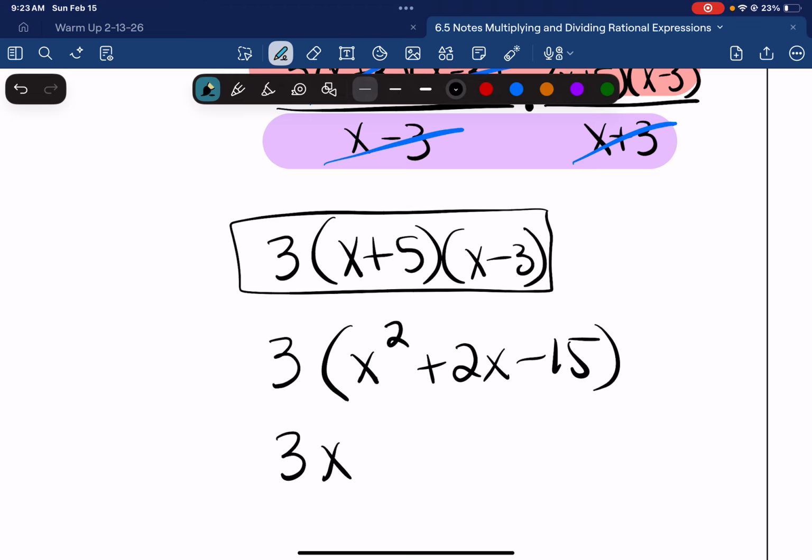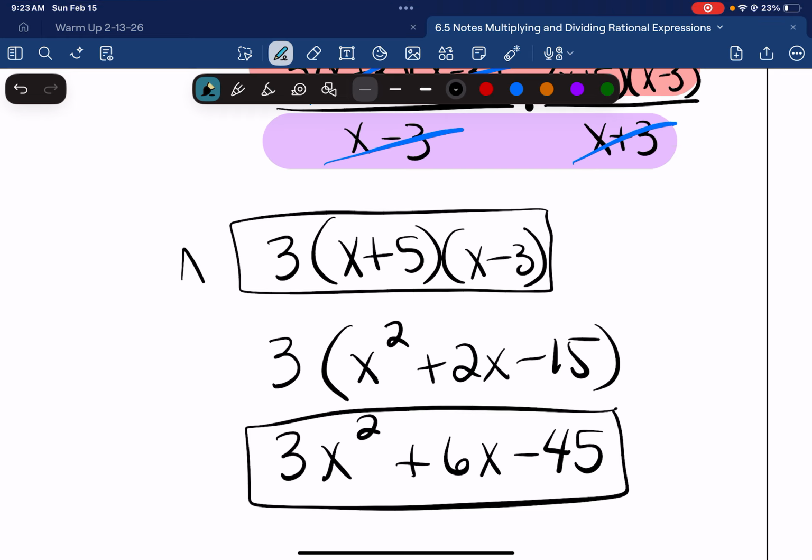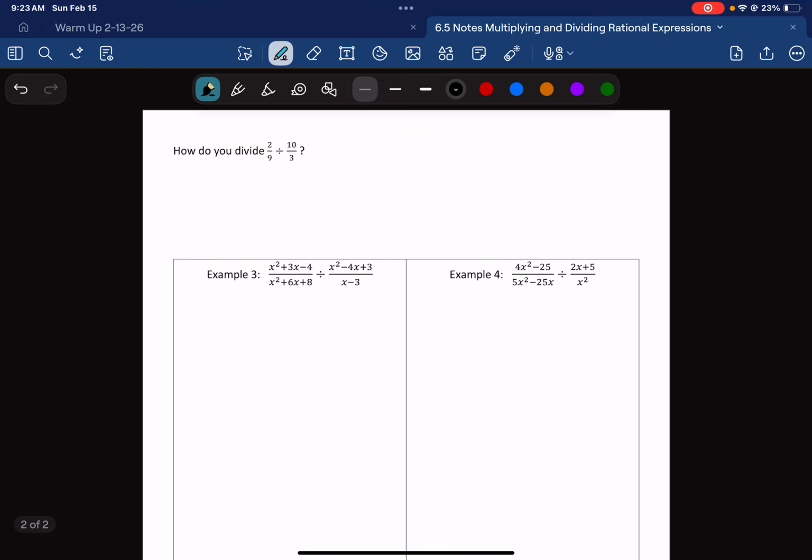You have 3x squared plus 6x minus 45. Again, both of these solutions, both of these answers are exactly the same, just one is in factored form and one is in expanded form. All right, let's go to another problem.